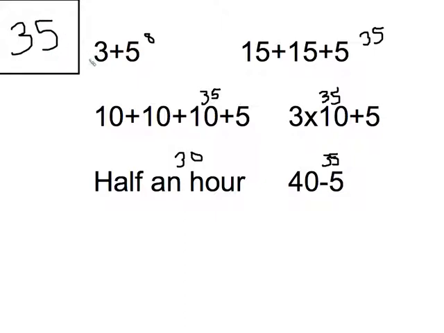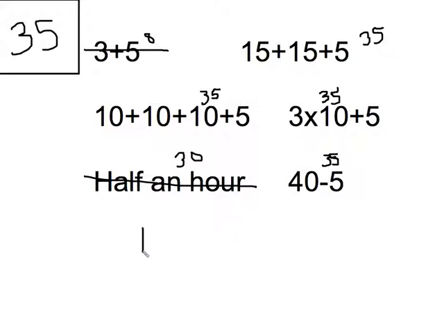Well, 35 is not really 3 plus 5, so we're going to cross that one off. And half an hour is close, but not 35. The last thing we need to do is to add some more. Remember, you can add, subtract, multiply, divide, think of money, all of those things.